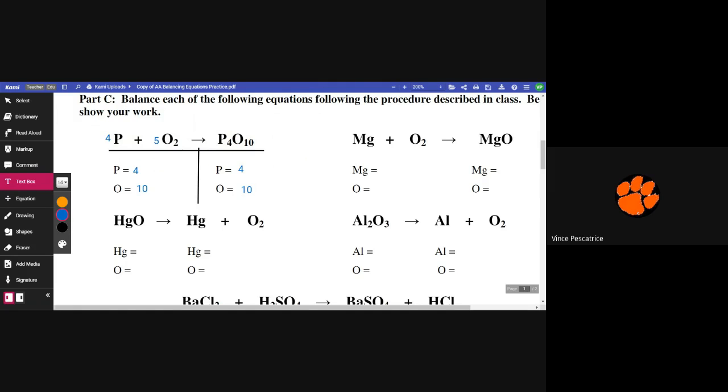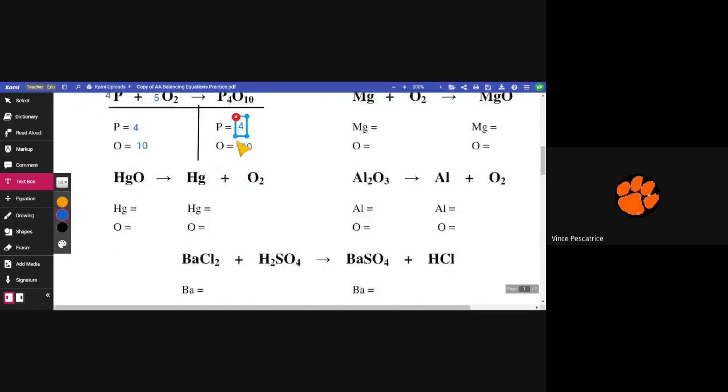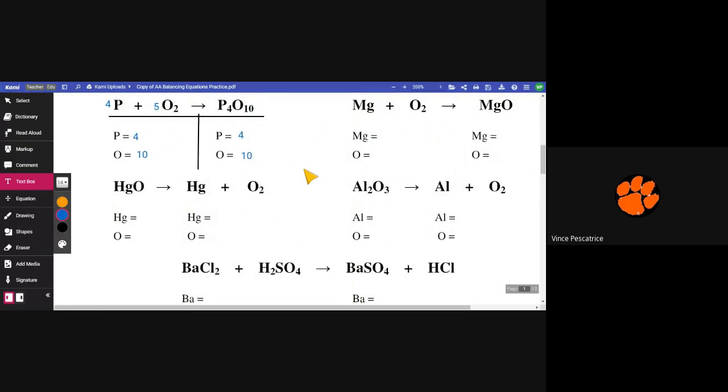And we're going to get more into what that means when we get back in school. But this is the basics of balancing an equation. All right. So let's see here.